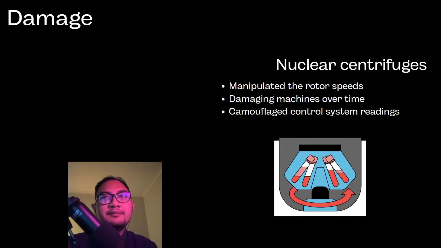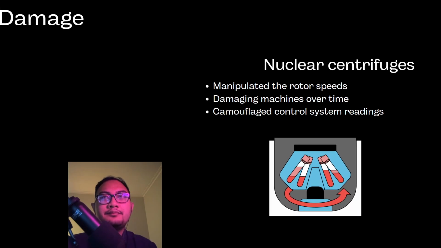After finding the Siemens Step 7 program, Stuxnet is designed to cause damage specifically to nuclear centrifuges by spinning the rotors erratically, then return to normal. This causes damage to machines over time. Stuxnet also camouflaged the readings on control systems so that operators do not notice any unusual behavior on the centrifuges. Experts estimate over 1,000 centrifuges were damaged.